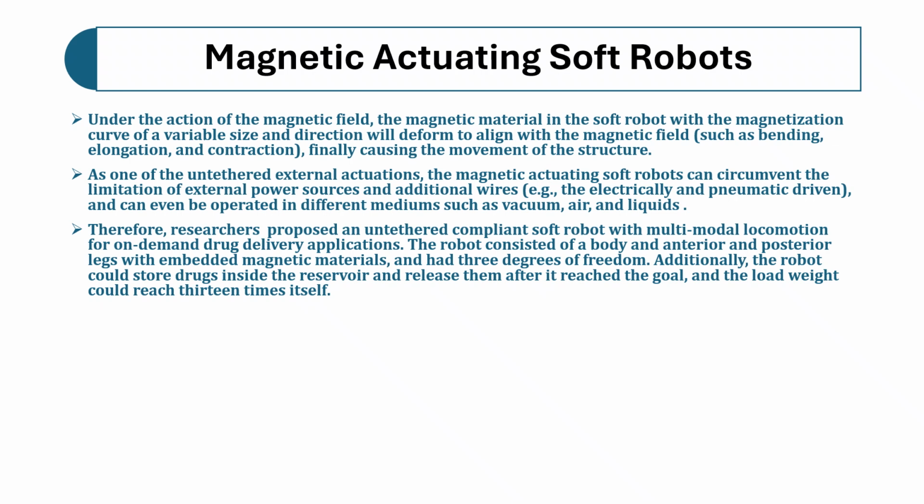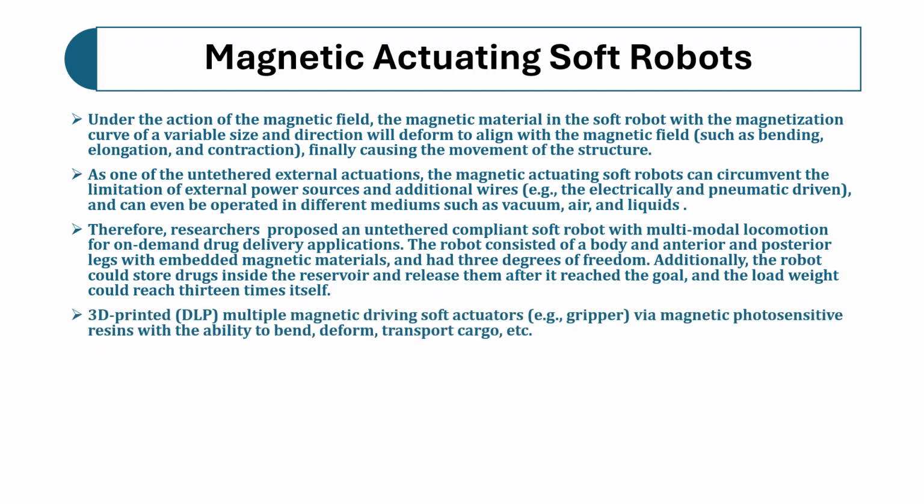Means we can get the drugs on demand instantly, and the soft robot which delivers the drug on demand consists of a body and anterior and posterior legs. These legs are embedded with magnetic materials, having only 3 degrees of freedom. Additionally, the robot has a reservoir inside it which can be used to store drugs, and the drugs are released when it reaches the goal, and the load weight could reach 13 times the weight of the robot. Clear?